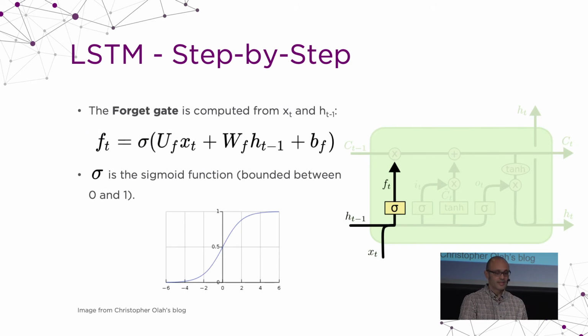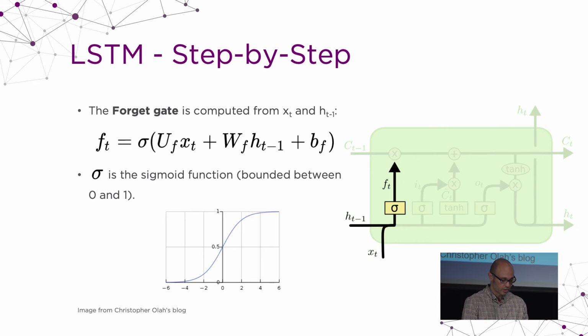In order to decide which information should go to the memory cell and which information we should use for the output, we use the gates. In particular, here we have the forget gate, which is basically telling the memory cell which information should be forgotten. The idea is that information that is not interesting anymore, we will delete it, so we make space for new information.